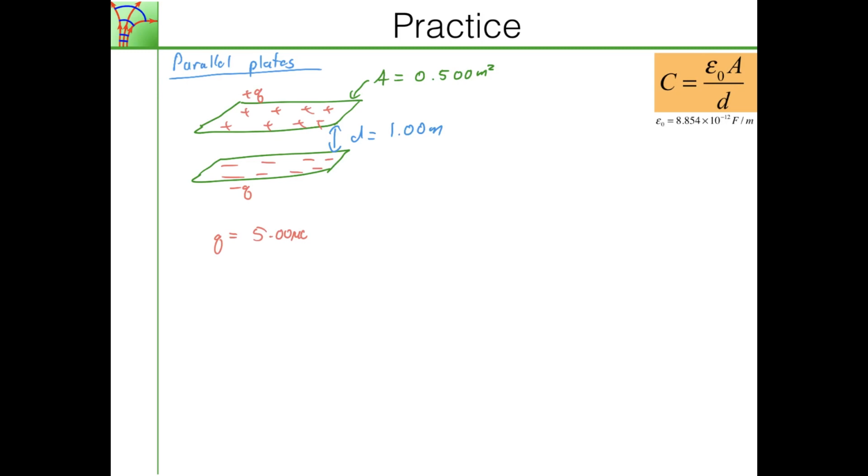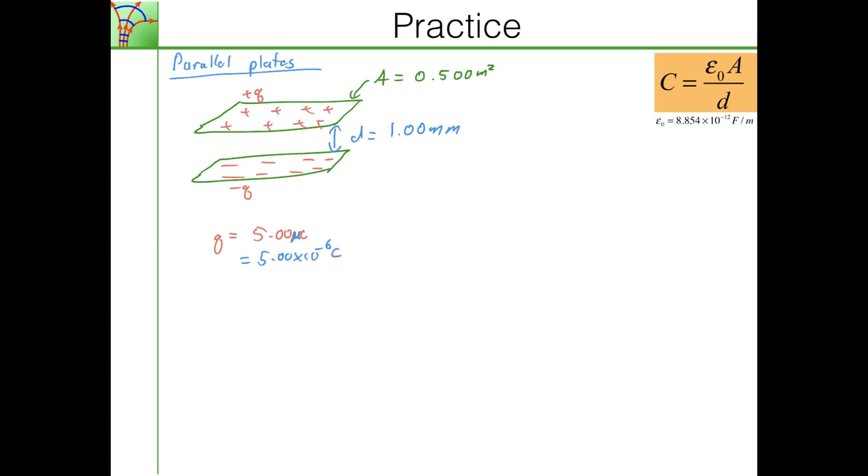Here's a simple example. I have two parallel plates. They each have an area of half a square meter, and they're separated by, let's make it, a millimeter. They are charged up. So this plate has a charge plus Q, and this plate has a charge minus Q, and Q is 5 microcoulombs. So if you remember, a microcoulomb is 10 to the minus 6 coulombs. Just as a reminder.